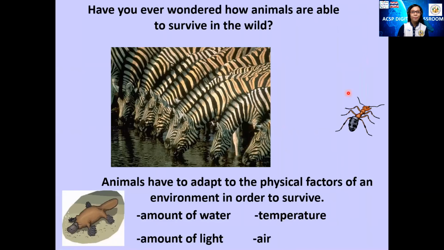Animals have to adapt to the physical factors of an environment in order to survive. The physical factors of an environment are: number one, amount of water; number two, amount of light; number three, temperature; and number four, air. Animals have adaptations so that they can adapt to these physical factors in their environment.